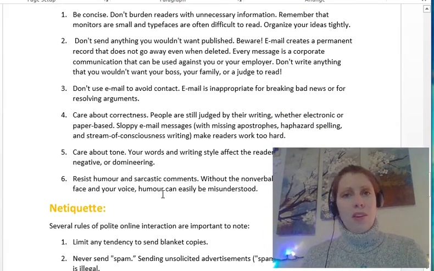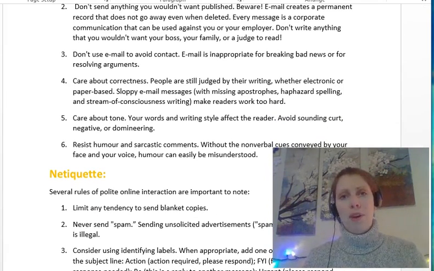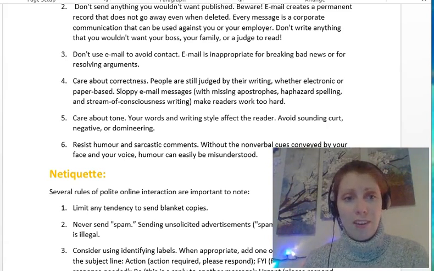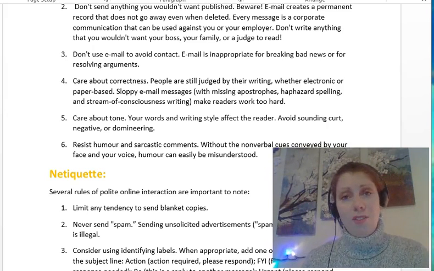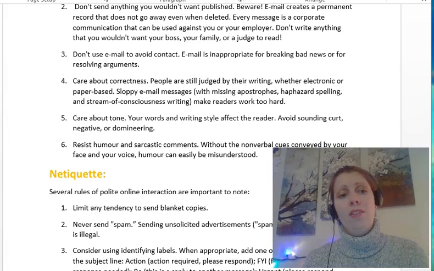Don't use email to avoid contact with somebody. Email is inappropriate for breaking bad news or resolving arguments. So for example, it's very improper to fire somebody over email. It's also not a good way to deal with conflict with a supervisor or a coworker. And if there is any possibility of hurting somebody's feelings, then you need to call them or go and speak with them in person. Email is not the way to deal with that.